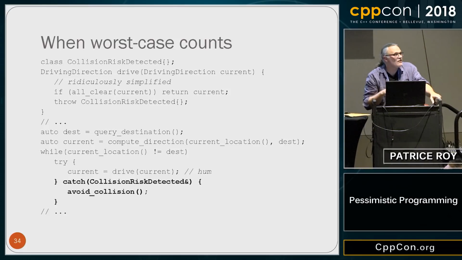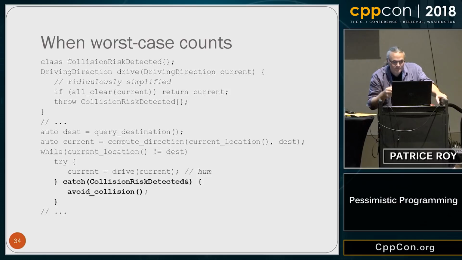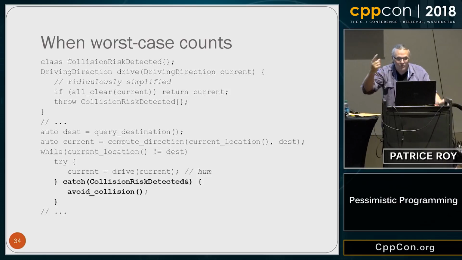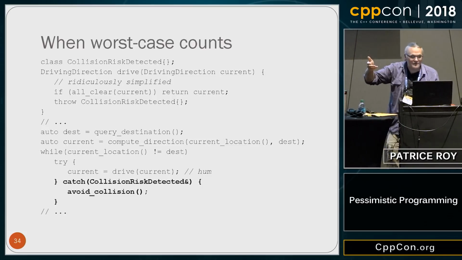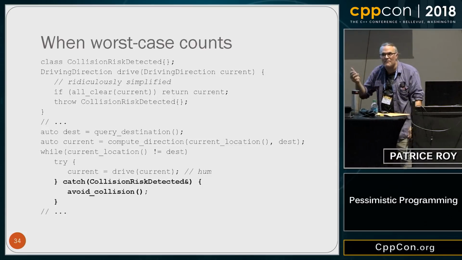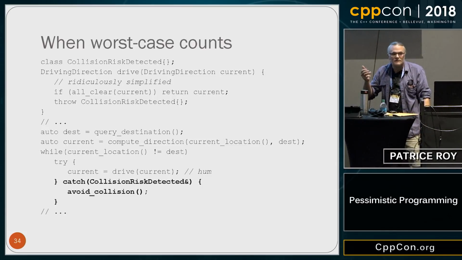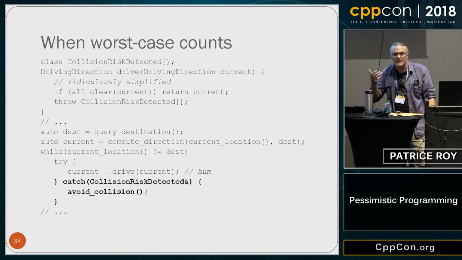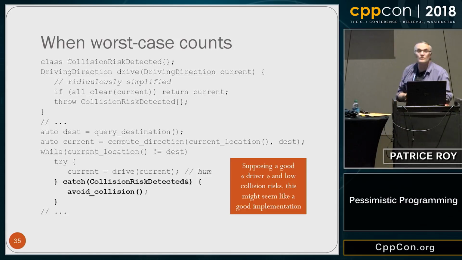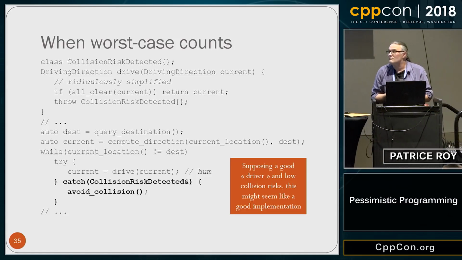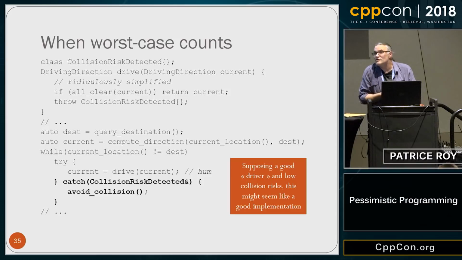But then a bit later, there's this function that queries a destination, computes the direction, and then, while driving towards the destination, checks if something happens. So if you have a good driver and low collision risks, that might seem good. I mean, you're not really going to crash, so it's going to behave properly, say.